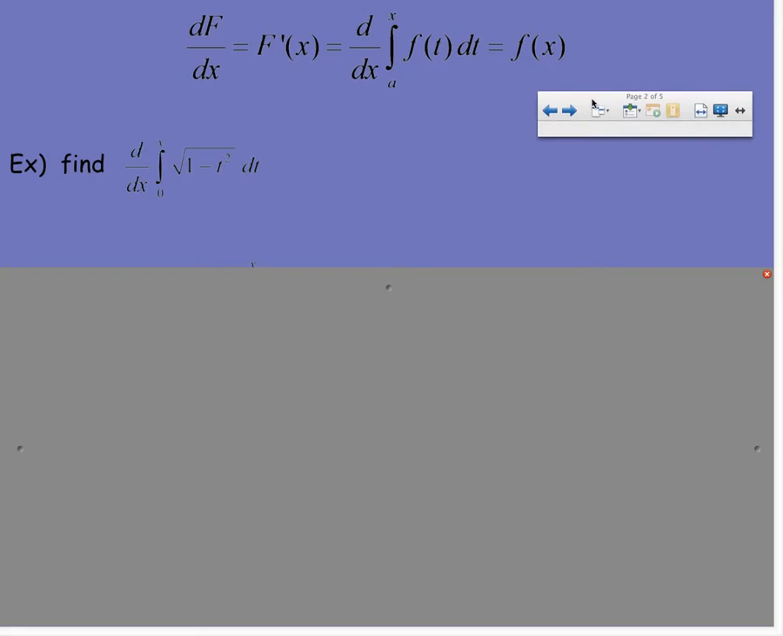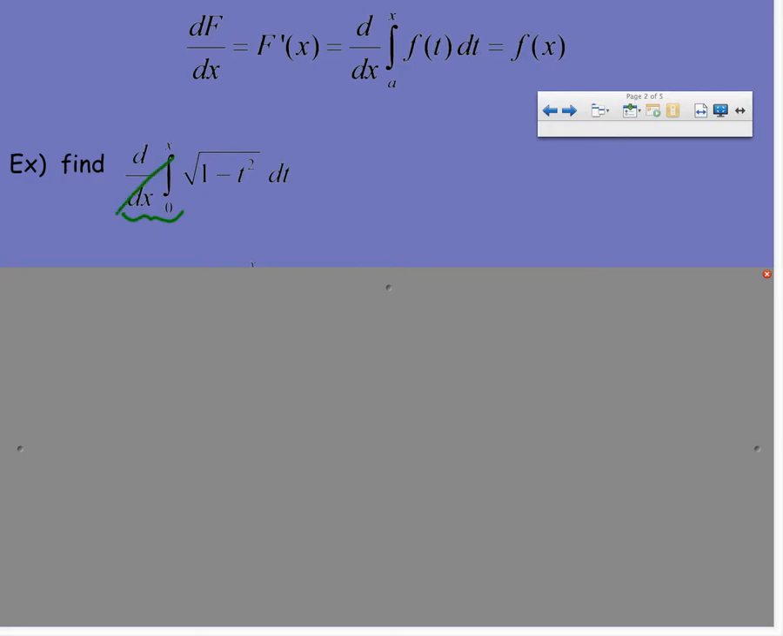So we have our first example. It says, find the derivative of the integral from 0 to 1 of the square root of 1 minus t squared dt. You can see we have dummy variables in there. There's the t and the dt. They're dummy variables. And it's asking us to take the derivative of the antiderivative. So aren't those really just going to kind of cancel each other out?